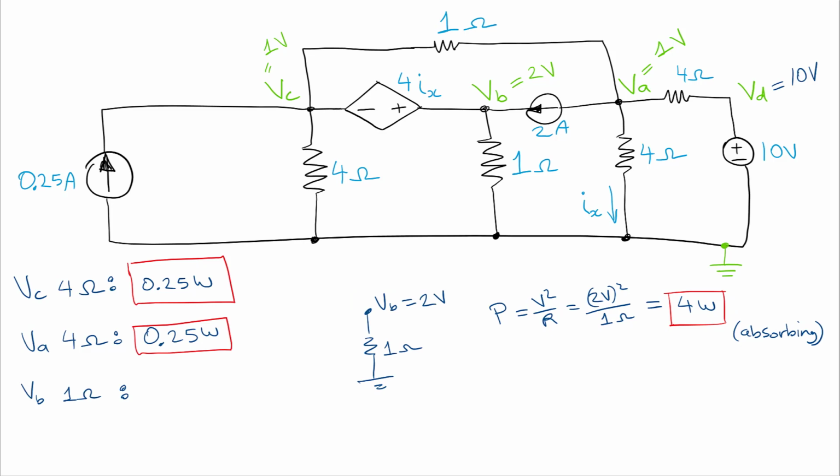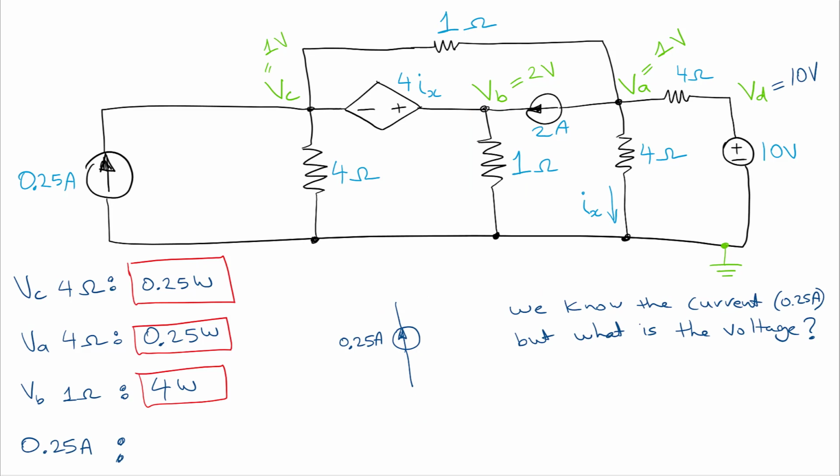Let us go to the 1 ohm resistor associated with VB. So that is this one here. Okay, and so I've drawn the circuit, and we use the same formula, V squared over R, and we see that we have 2 volts across that resistor, so it's 2 volts squared divided by 1 ohm, and we get 4 watts absorbing for this 1 ohm resistor. Okay, so now let's do this more complicated one.